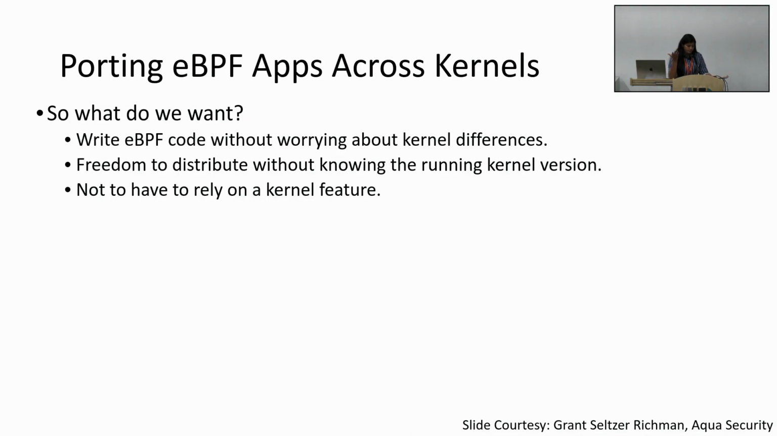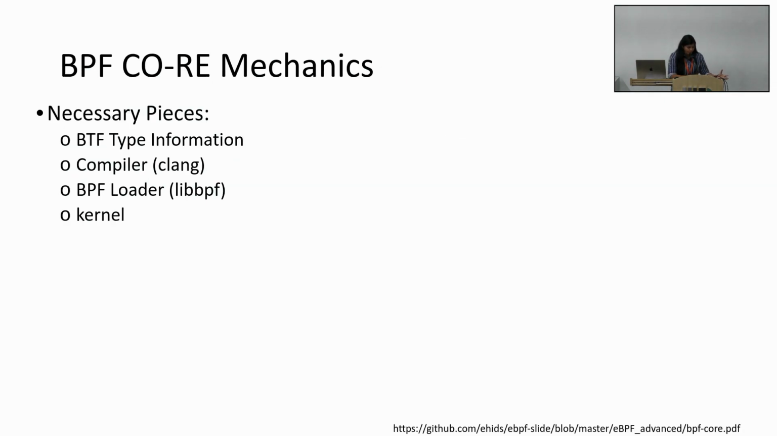So in simplest words, what exactly do we want? We want to write eBPF code without really worrying about kernel differences. We want the freedom to distribute without knowing what the target kernel is on the running machine, and not really have to rely on one specific kernel feature. It should not be the case that this kernel supports this specific thing and that's why my code runs, otherwise it does not, because production systems don't work like that.